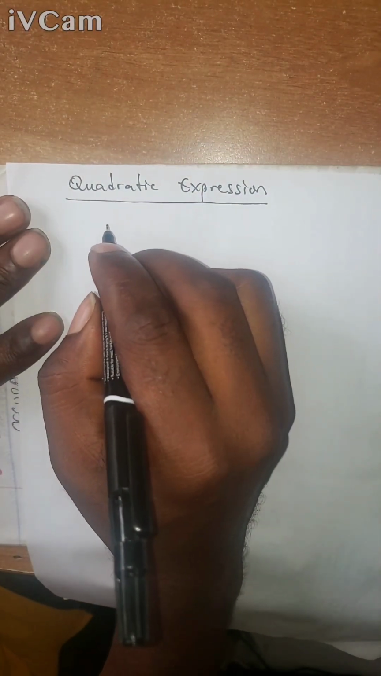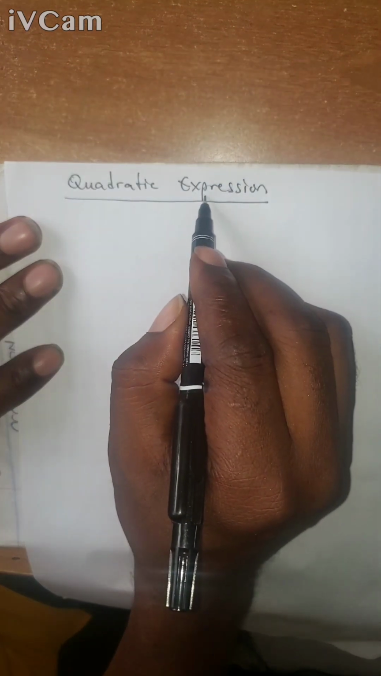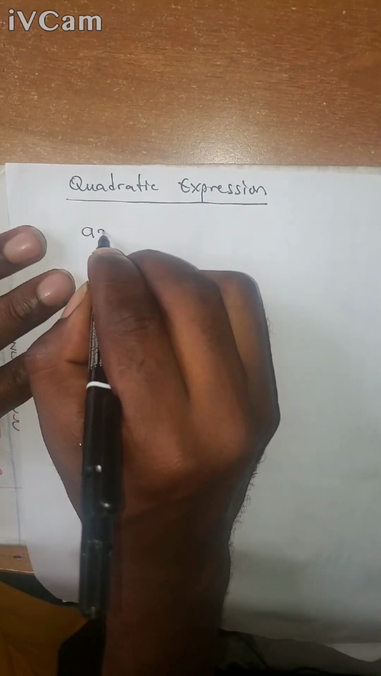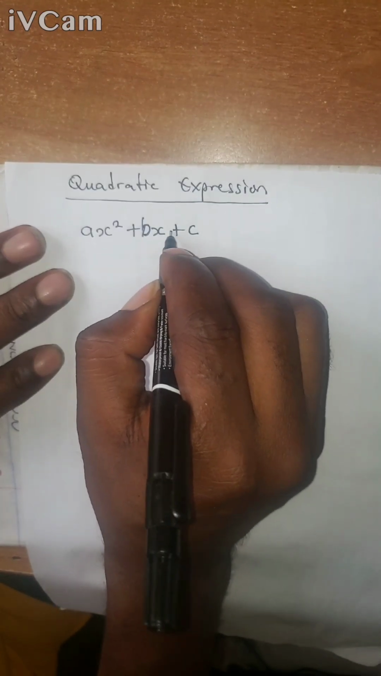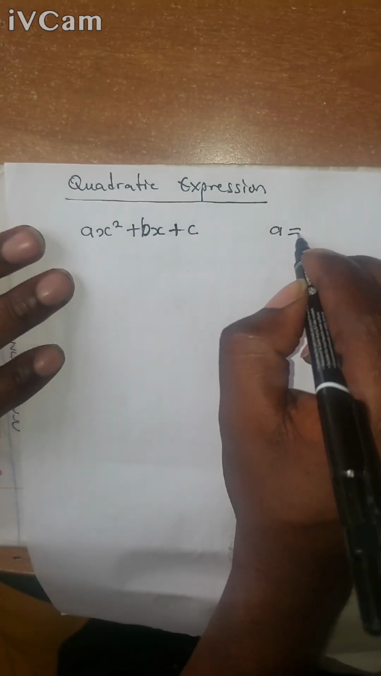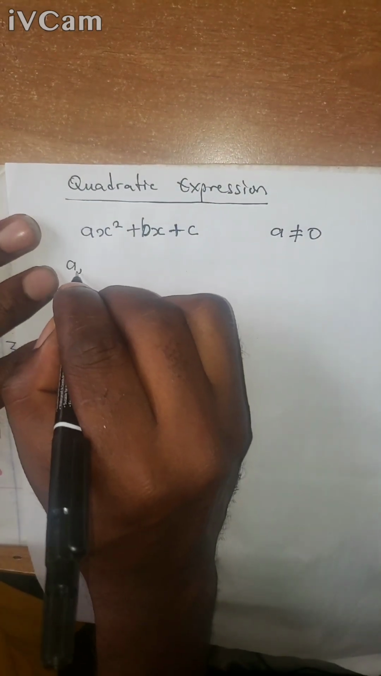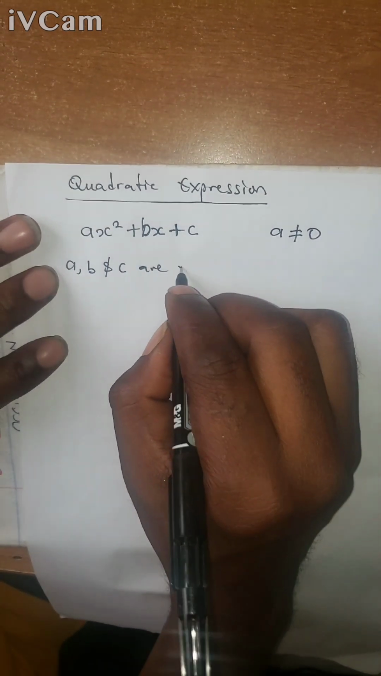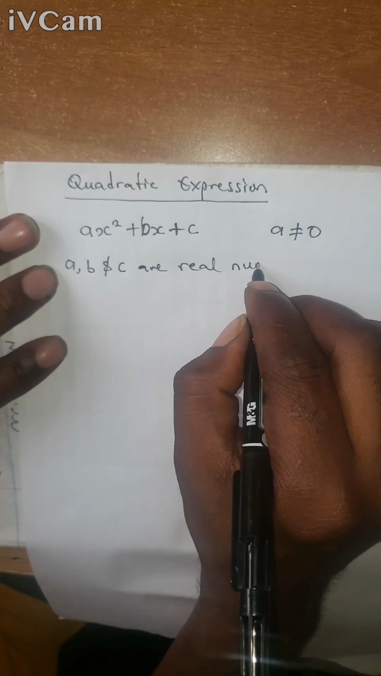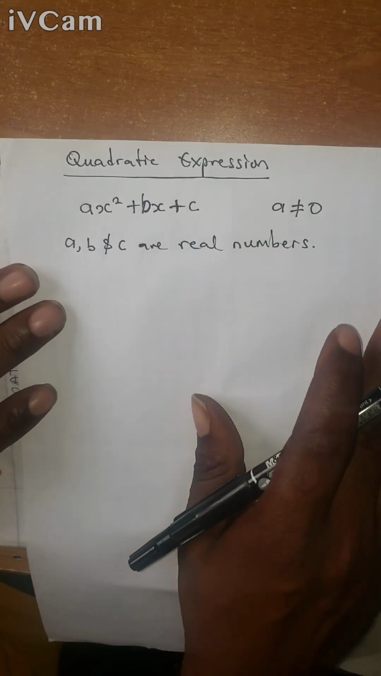Okay, so in this class we are going to look at quadratic expression. A quadratic expression is an expression of this nature, for a not equal to 0, meaning that a cannot be equal to 0. A, B, and C are real numbers.